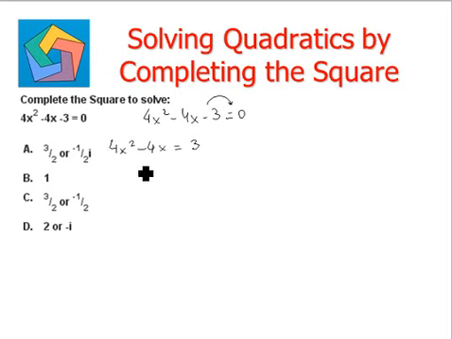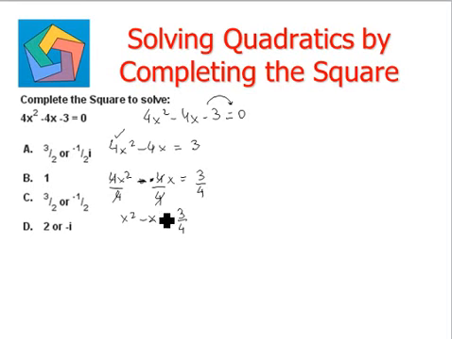Now we divide the whole equation by the x squared term. So we divide by 4 throughout. This becomes x squared minus x equals 3/4, since 4x squared divided by 4 becomes x squared and 4x divided by 4 becomes x.